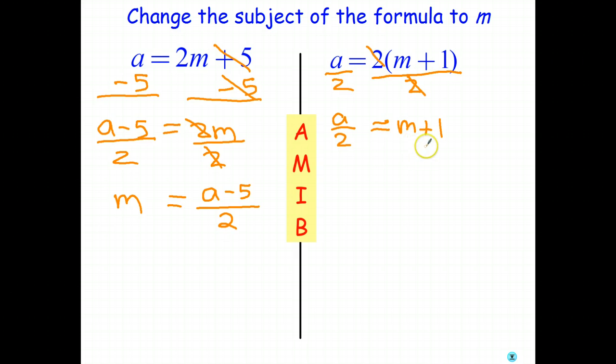Now I can undo the adding 1 by subtracting 1. Plus 1 minus 1 cancel. That leaves me with just m equals, and I can't write this any simpler than a on 2 subtract 1.